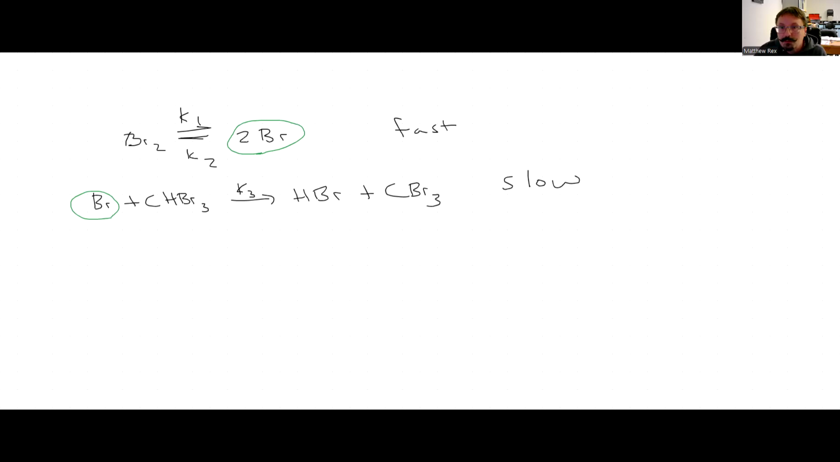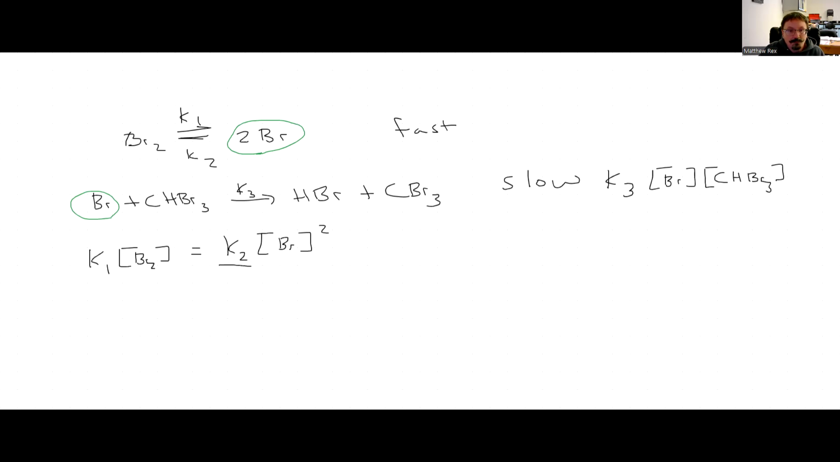So the rate for the slow step should simply be K3 times the concentration of Br times the concentration of CHBr3. But when I write the fast step, I have in the forward direction K1 times the concentration of Br2, and that's going to be equal to the reaction in the reverse direction. Oh, sorry, not K minus 1, but K2 times the concentration of Br squared. So there's my Br. I want to isolate that.